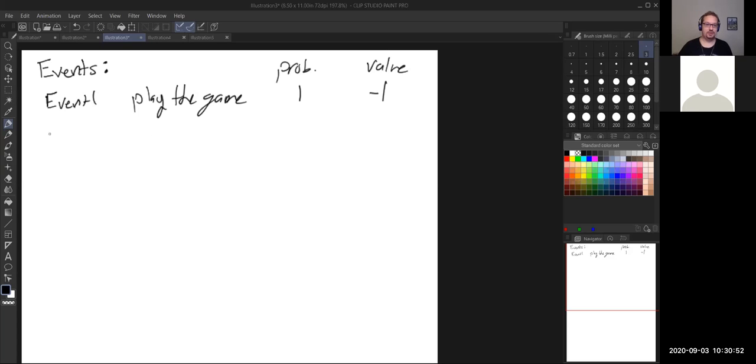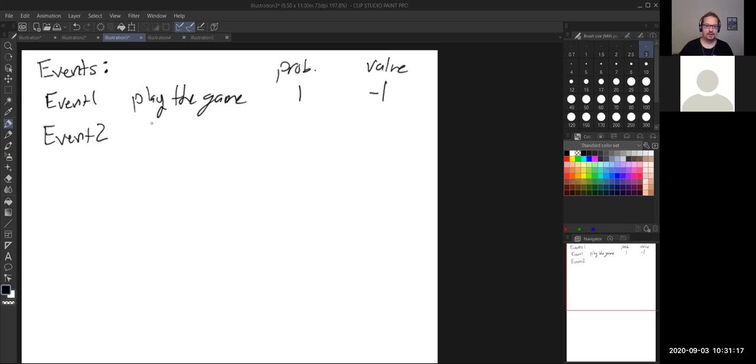Okay, event two. Whenever we're looking at a gambling game, the first event is always that you're going to play the game. You're going to assume you're playing the game. So it's going to be a probability of one. And the value is going to be however much your bet is, however much you're paying into the game just to play.